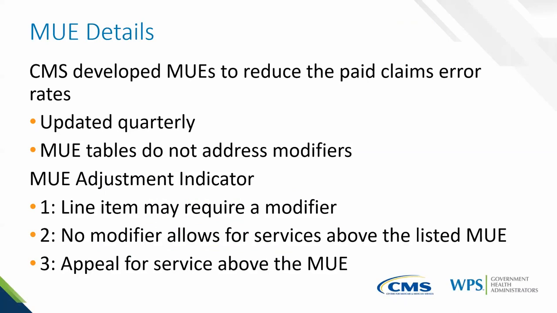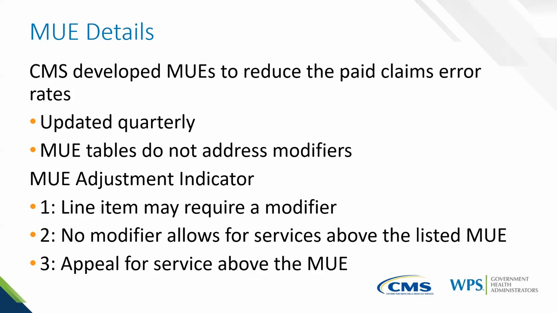That next bullet point, the MUE tables don't address modifiers, such as the RT or the LT or the anatomical modifiers. And then we've given you the adjudicator or the adjustment indicator. The 1 means that it may require a modifier. Again, these are probably going to be your anatomical. The 2 means that there isn't a modifier that will allow above the listed MUE. And then for 3, you would have to request an appeal. Now, let me give you just a piece of advice here.